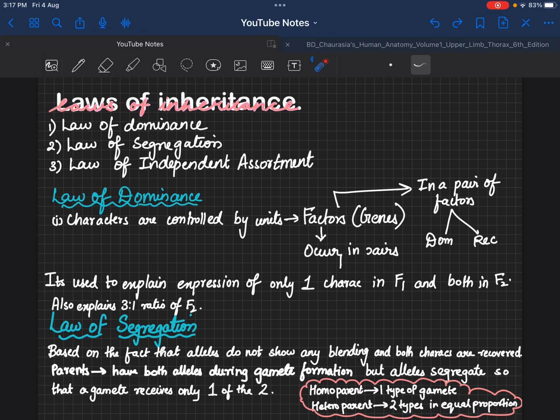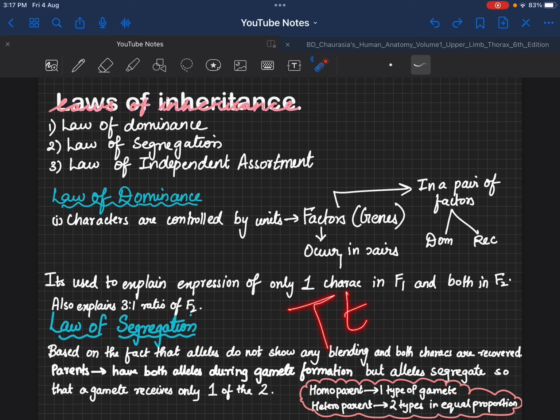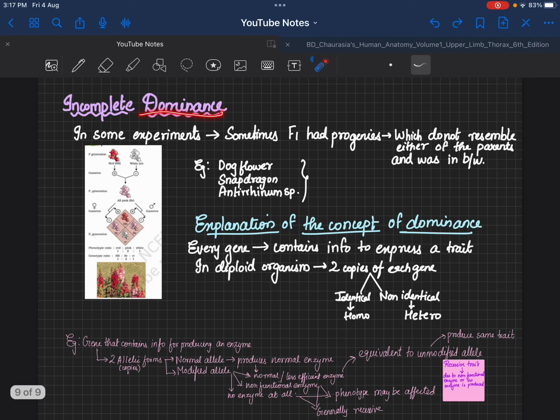Now homoparent: the parent can have two alleles, right? Now if the parent is having one type of gamete, that is big T or small t, both come under homoparent. If it is big T and small t, they come under heteroparent, that is two types of gametes but in equal proportion.